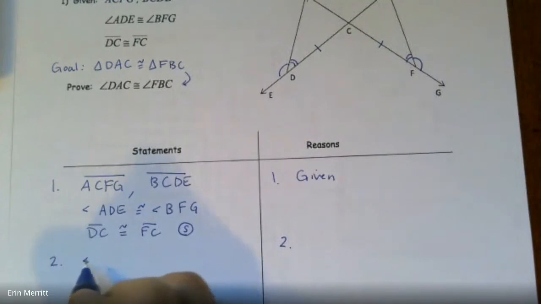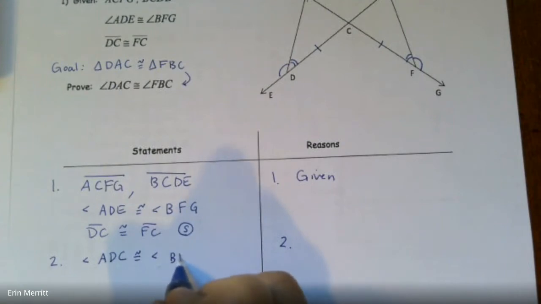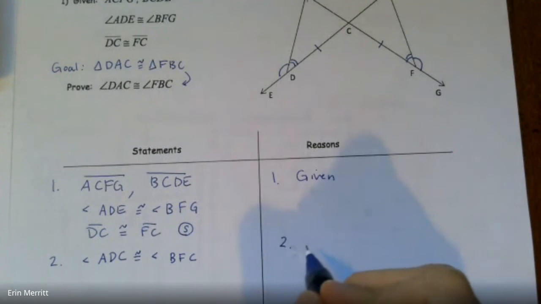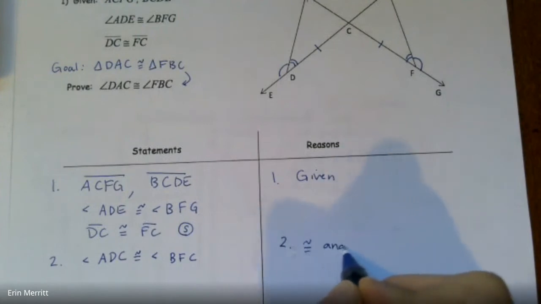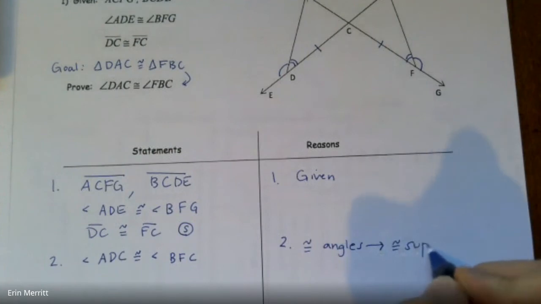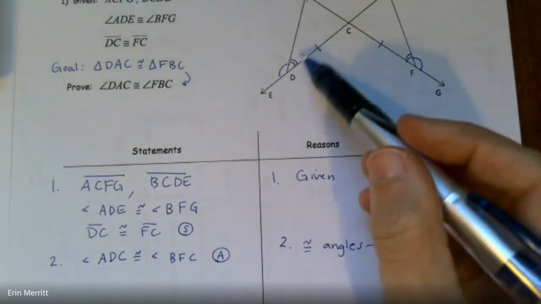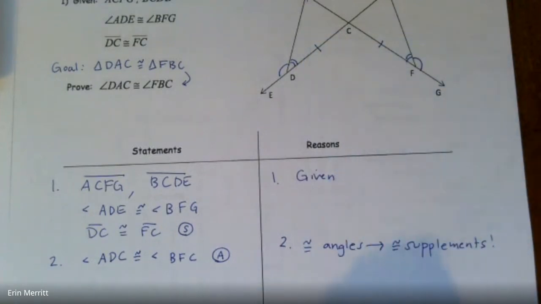I'll be particular today. Let's go with angle ADC is going to be congruent to angle BFC. And then our reason over here is to say that congruent angles implies congruent supplements. Woohoo, there's our new step. That does give me a pair of angles inside the triangles. So now I've got a side, I've got an angle, and I'm out of givens.